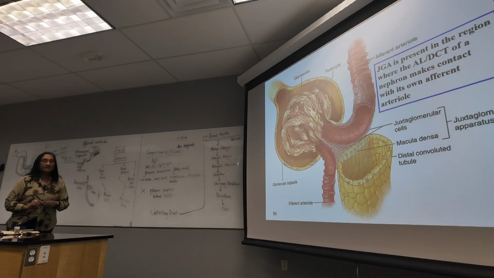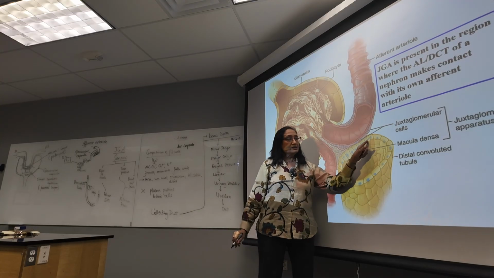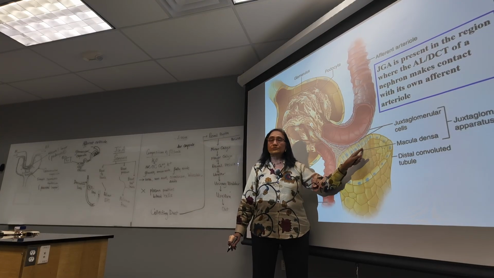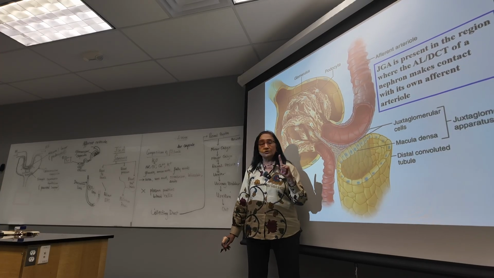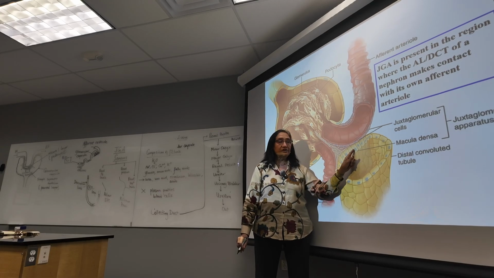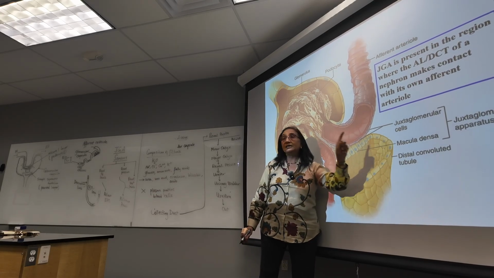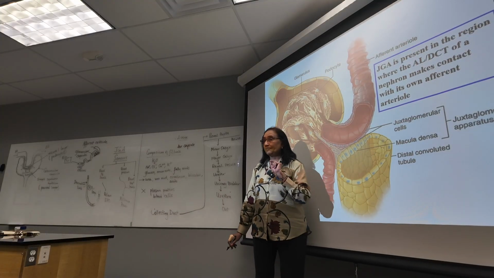Okay, so here's a magnified view of the same thing. You can see the cells in the distal convoluted tubule, which is almost touching the afferent arteriole. They are modified cuboidal cells, and they are called macula densa cells. They are called macula densa.